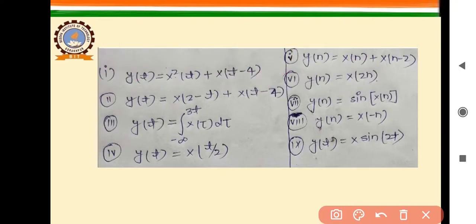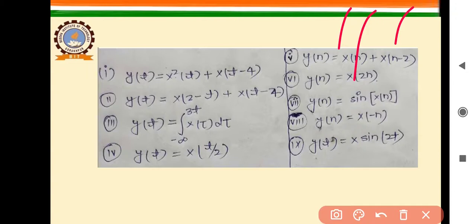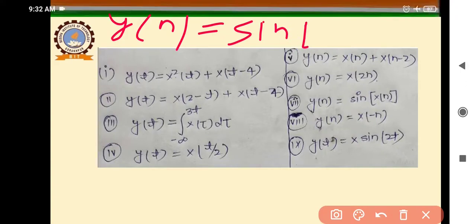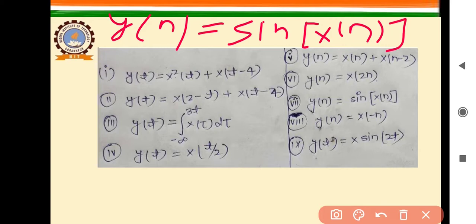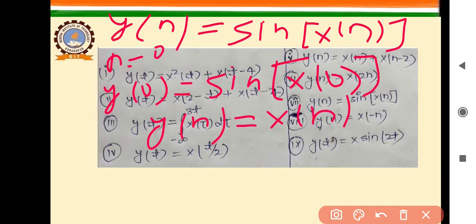Next, y of n is equal to sin of x of n. Here the output of the system, y of n, is given as sin of x of n, where x of n is the input. If I take n equal to 0, then y of 0 is equal to sin of x of 0. This x of 0 is the present value of the input. This relation can simply be shown as y of n is equal to x of n directly.